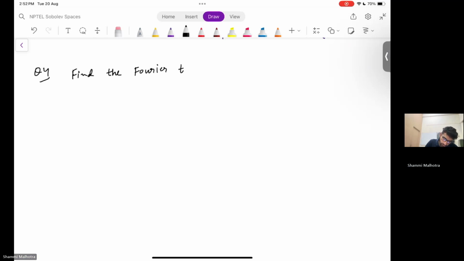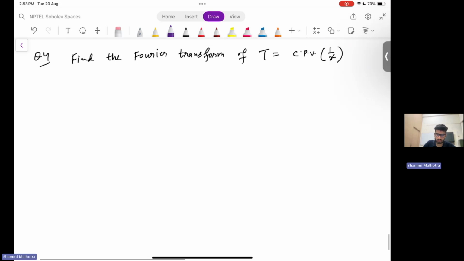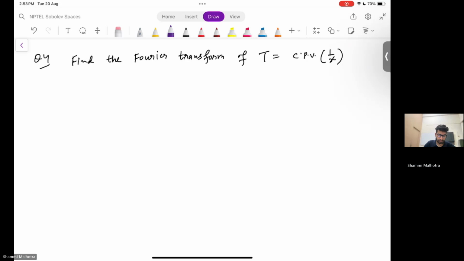So let's find the Fourier transform of T equal to the Cauchy principal value of 1 by x. We saw in our previous tutorial that it turns out to be a distribution. So we would like to calculate its Fourier transform. Actually, this turns out to be a tempered distribution. That's not a tough thing to prove. Moreover, there's one more thing I would like to mention: this is an odd distribution.